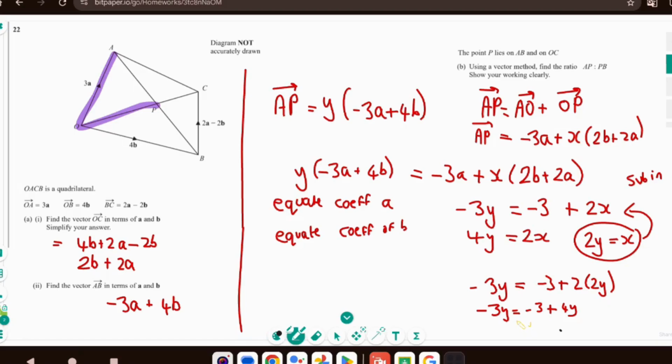Okay, now I'm going to make y the subject by minus 4y from both sides to get minus 7y equals minus 3. And then I'm going to divide both sides by negative 7, which gives you y is 3/7. Let me just change the colour here. So now we know that y is 3/7. This y here is 3/7.